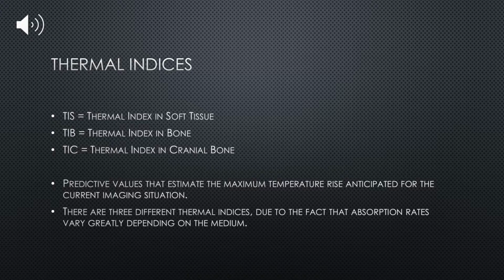These are predictive values that estimate the max temperature rise anticipated for the current imaging situation. And there are 3 different thermal indices due to the fact that absorption rates vary greatly depending on the medium. So for example, a thermal index of 1 will imply that the maximum temperature rise expected is 1 degree Celsius.